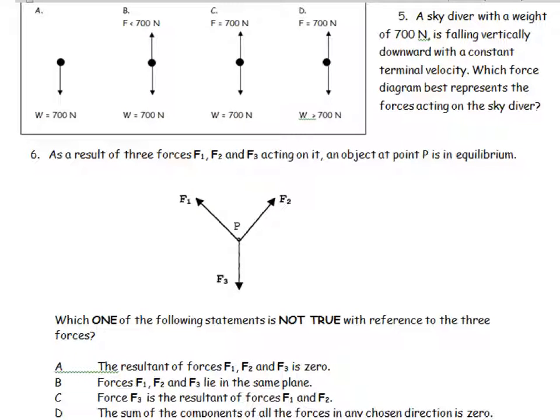Here we've got a skydiver. His weight is 700 newtons. He's falling downward with a constant terminal velocity. That means that all the forces must be in balance. The forces acting on him must all be in balance with each other, so the upward and the downward force must be equal to each other. This upward force, by the way, is air friction.